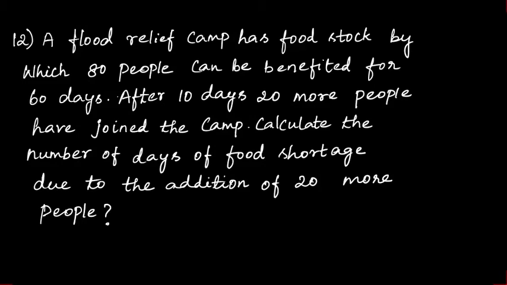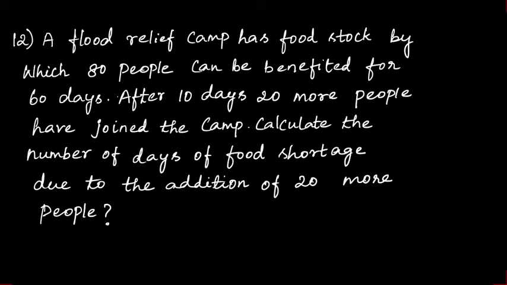12th question. A flood relief camp has food stock by which 80 people can be benefited for 60 days. After 10 days, 20 more people have joined the camp. Calculate the number of days of food shortage due to the addition of 20 more people.